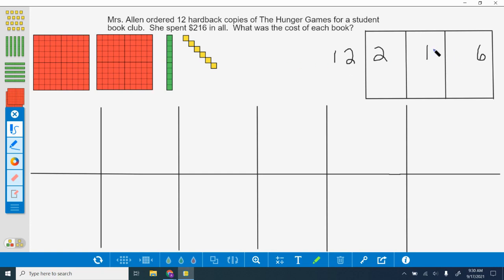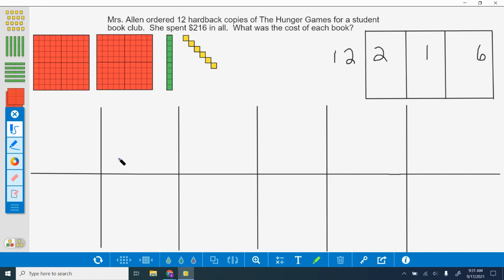Let's take a look over here and see if we can talk about these numbers. So we have 2 hundreds, 1 ten, and 6 ones. What does the 12 represent in the story problem? The 12 is the number of hardback copies that she's going to order. So we have our total dollars, and we're going to be dividing that into 12 groups. Each book is representing one group, and we have 12 books.